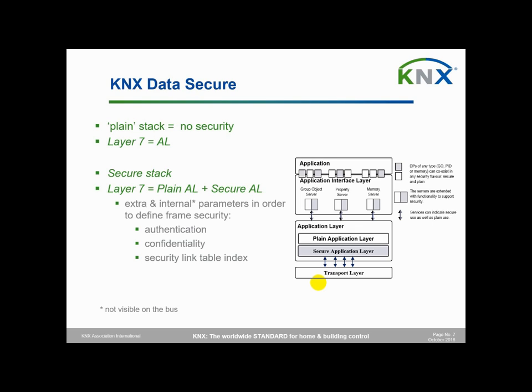What are these extra parameters then? There's a parameter for authentication, for confidentiality, and also a security link table index that will be used. Graphically I can explain it as follows. The secure application layer will be put in between the plain application layer and the transport layer. That's the modification that has been made in the context of the OSI communication model.